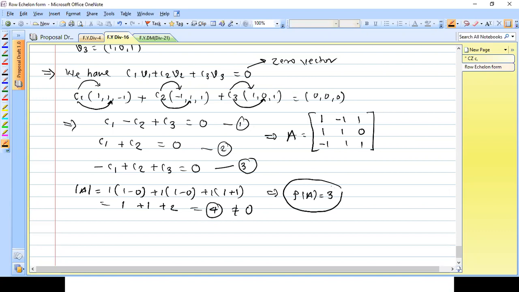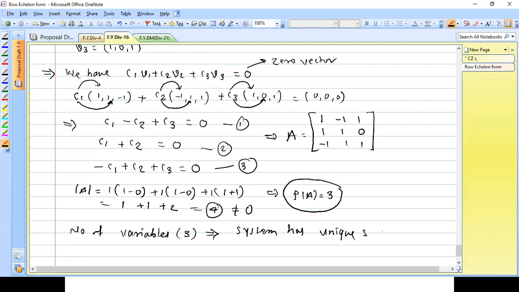It means what? How many number of variables we have? 3. Oh sorry, number of variables is 3. Okay. So rank is 3 and number of variables is 3. What this implies? System has unique solution. What is that unique solution?